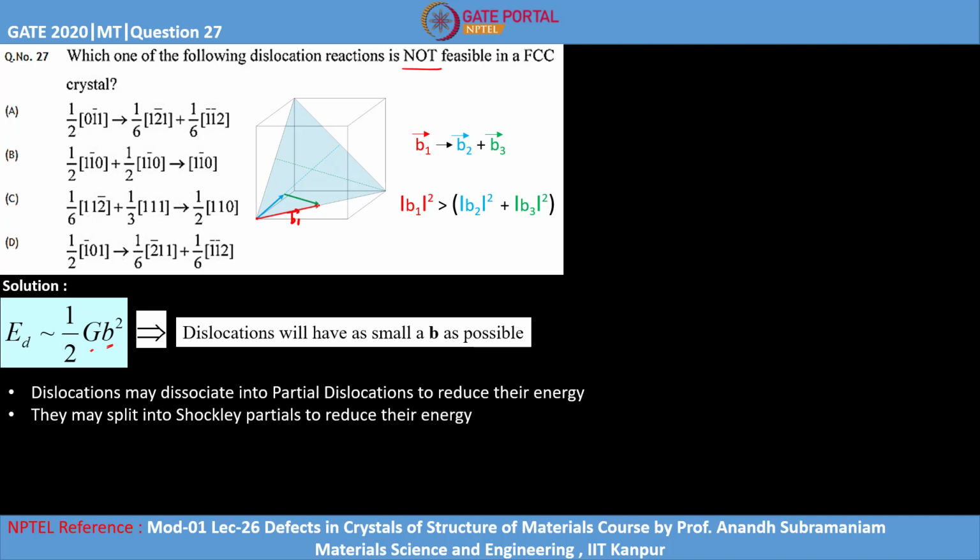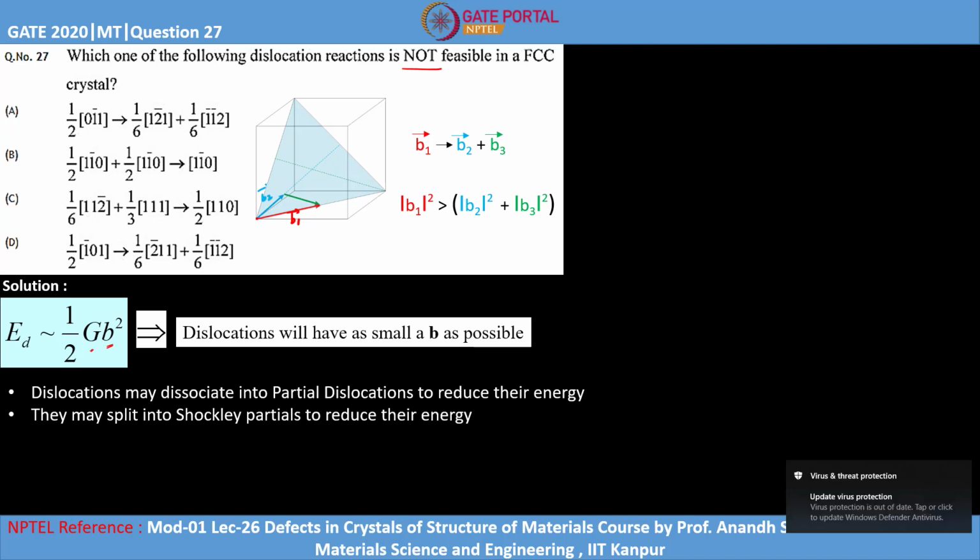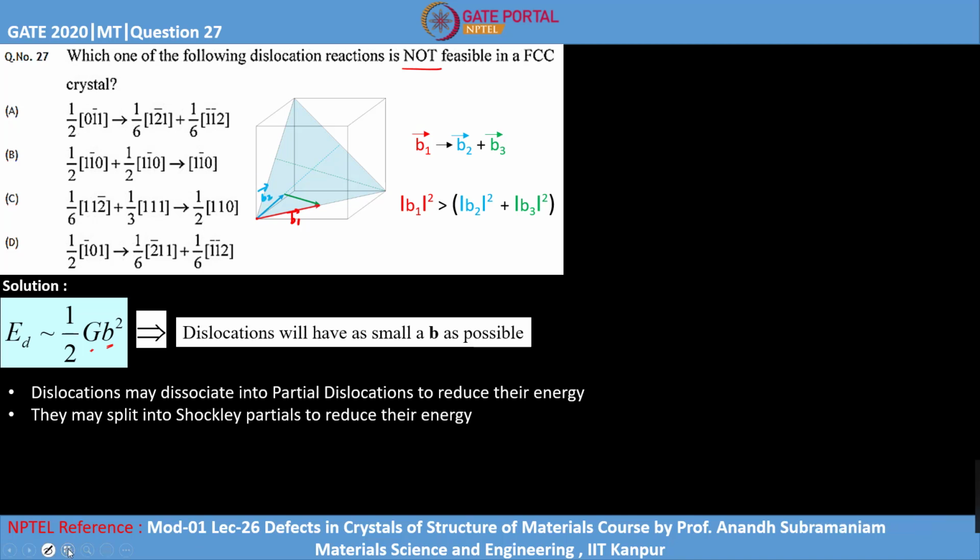So the final destination will be the same. This is the partial with Burgers vector b2, and this is our other dislocation with Burgers vector b3. The vectorial sum of b2 plus b3 will be equal to b1, but the final energy after splitting should be less than the initial energy, right?